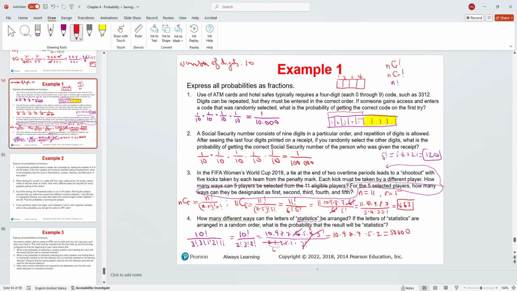So the question is, if the letters of statistics are arranged in a random order, what is the probability that the result would be statistics? This is one possibility out of all of this. That's the answer, it would be one out of 50,400. That's the probability, right?